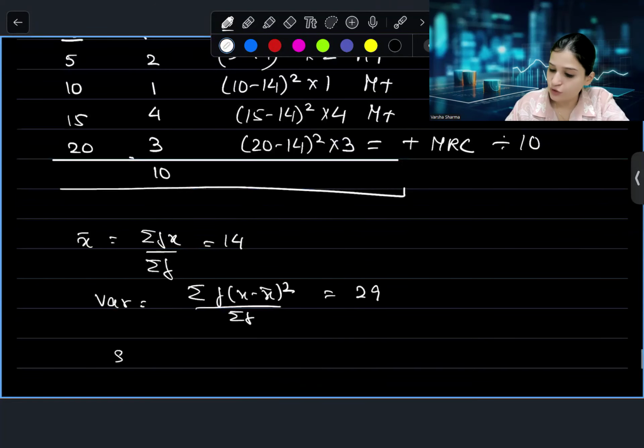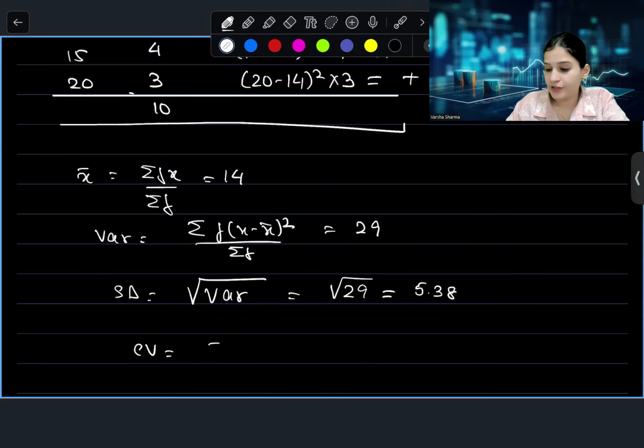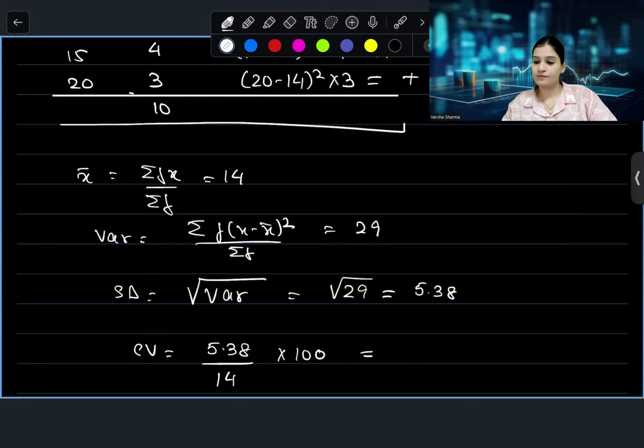And standard deviation is root over this. 5.38. And CV, standard deviation by mean into 100. 38.46. Clear? Yes, ma'am. Now, if I get continuous data, the only extra thing will be finding the mid value. Find the mid value and make it discrete. Then repeat the same steps.